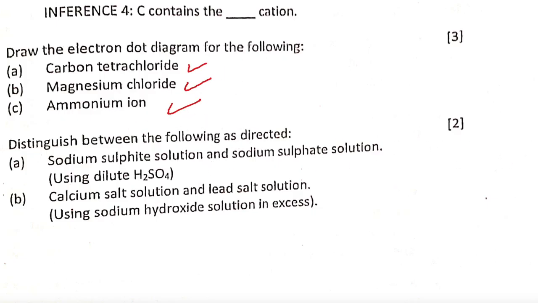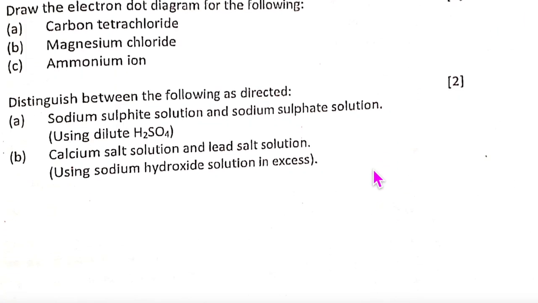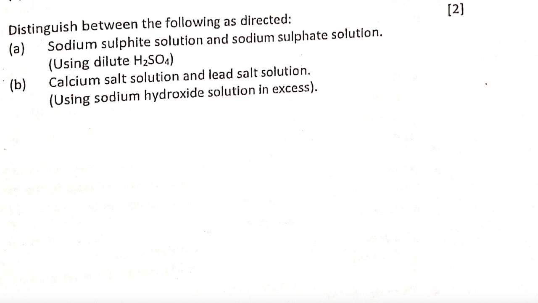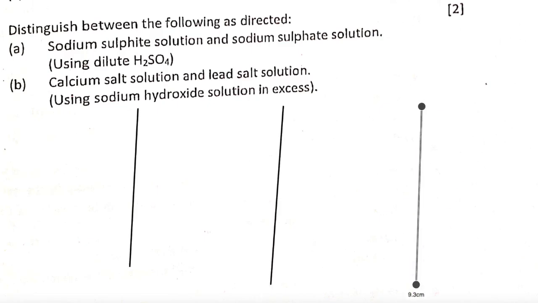Distinguish between can be confusing for some of you. It's the last question. What do we do for distinguish between? We make 3 columns. All right. And we rewrite here: test.